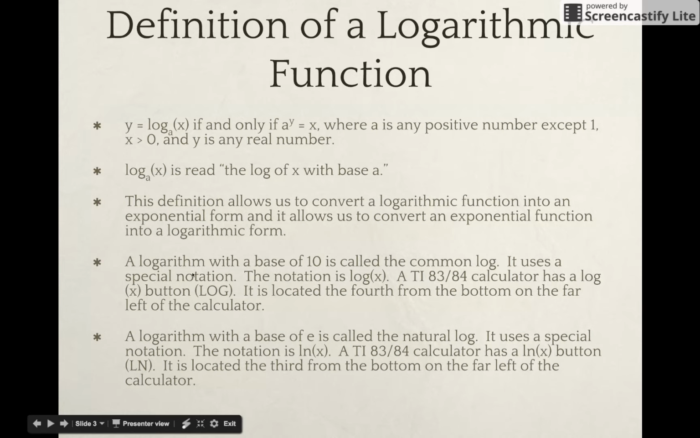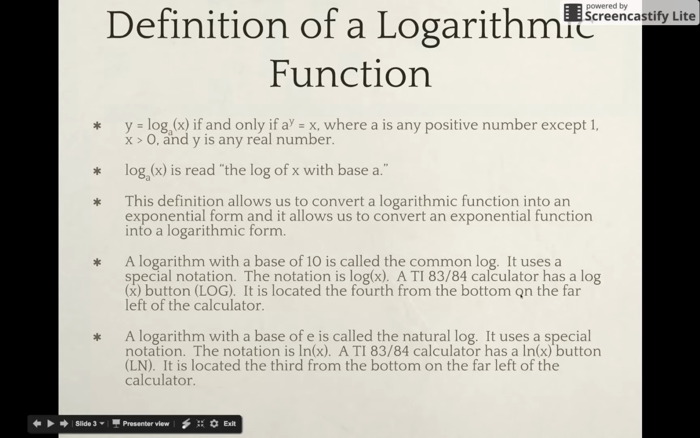We have some special logarithms. A logarithm with a base of 10 is called the common log. It also uses special notation. That special notation is just log of x. So notice how other logarithms have a base subscript. If the base of the logarithm is 10, we do not write the subscript 10. It's understood that the base is 10. Your graphing calculator also has a log base 10 button. It's the fourth from the bottom on the far left of the calculator.